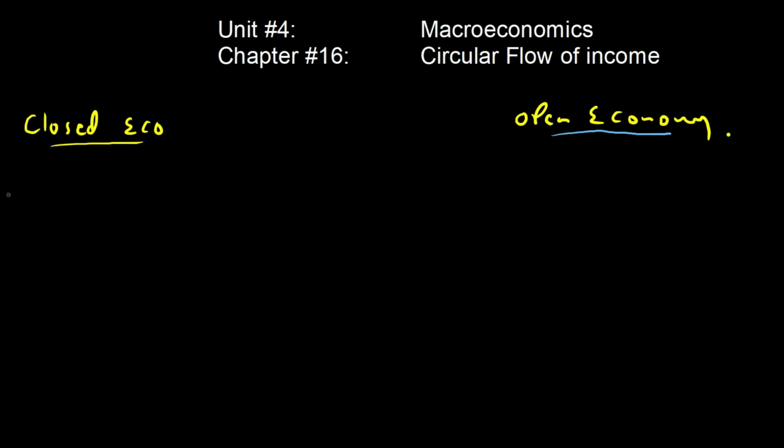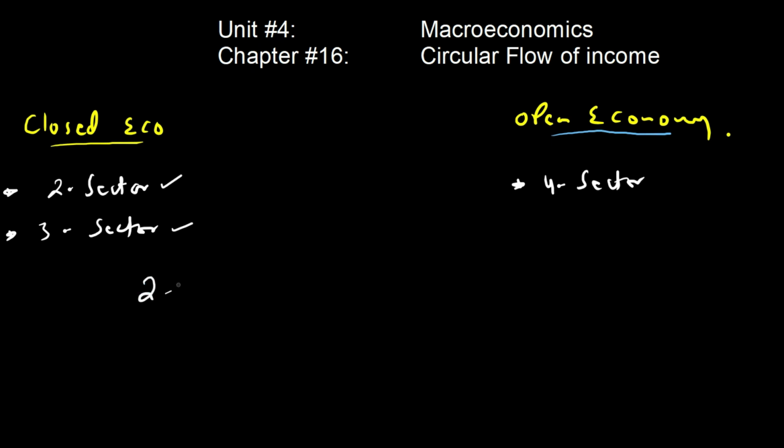Closed economy is further divided into 2 types. One is called two sector economy, and the other one is called 3 sector economy. And open economies are 4 sector economies, right? So first of all, we will look into the basic definition of 2 sector economy and then 3 sector economy, and we will draw a circular flow of income as well.